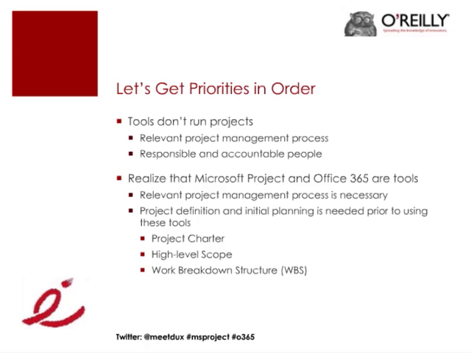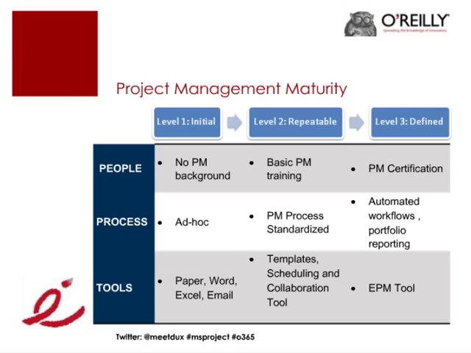Now, talking about project management and in terms of maturity, if you look at this diagram, this is what I would refer to as project management maturity, and typically it's in three levels. And when you think about project management, it involves three aspects: the people, the process, the tools. It's not one or the other. It's all three in lockstep.